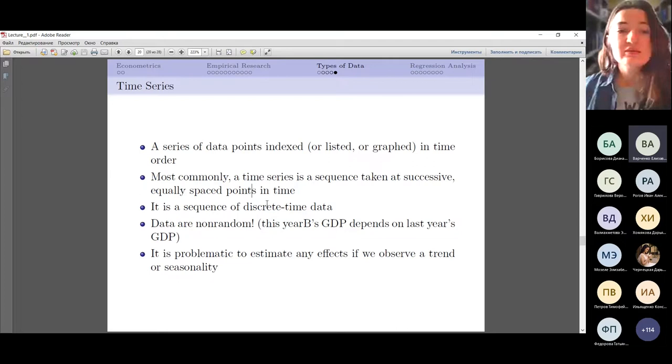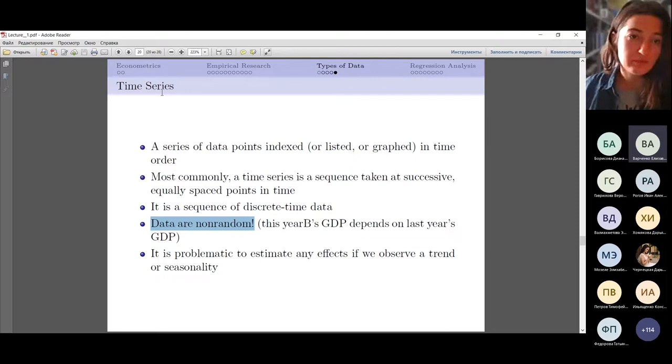And it's a sequence of discrete time data. Because of this, it's expected that these data are non-random. And this is one of the main features of time series data. And because of this, time series could be more difficult to analyze than cross-sectional data, for example, or even sometimes panel data. It will be a little bit more difficult to analyze. And because of this, we can rarely assume that economic or business observations are independent across time in time series data sets.